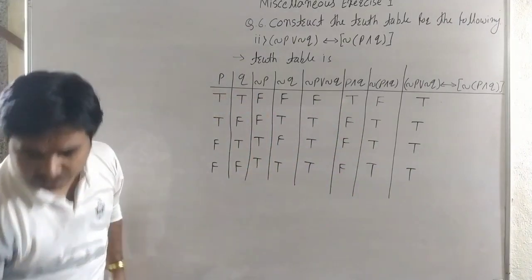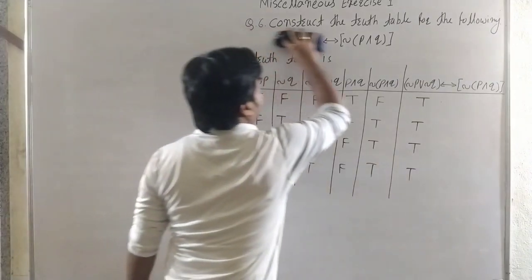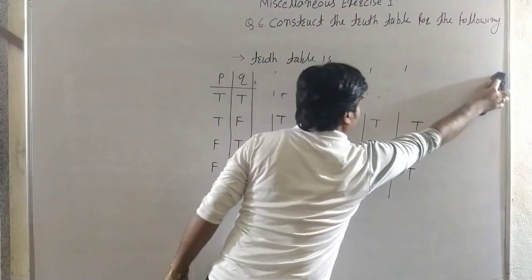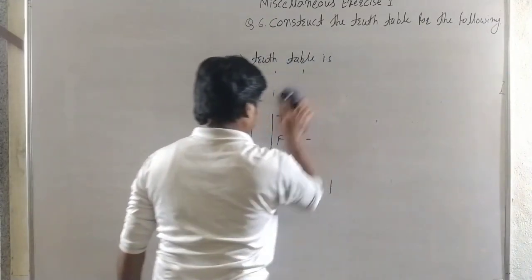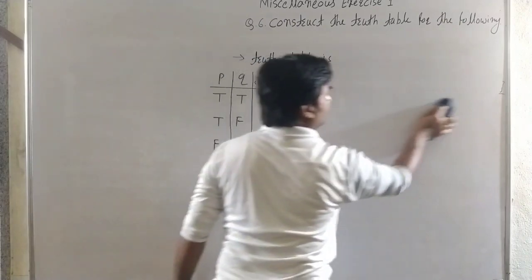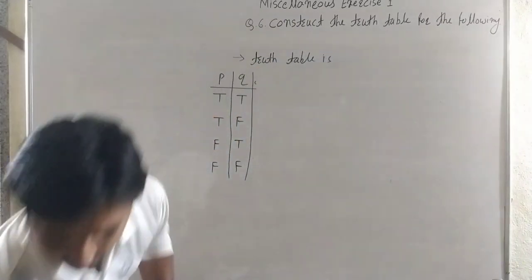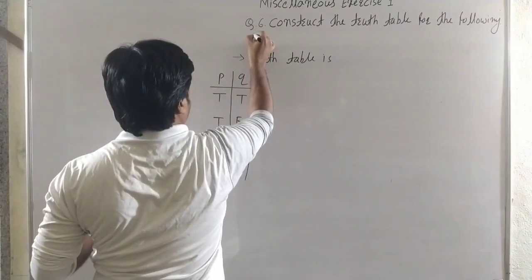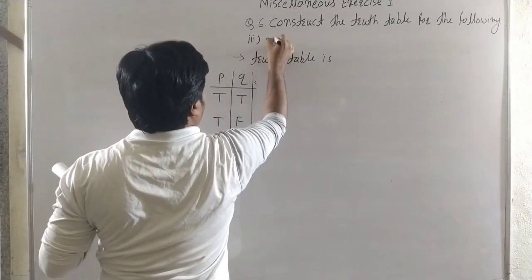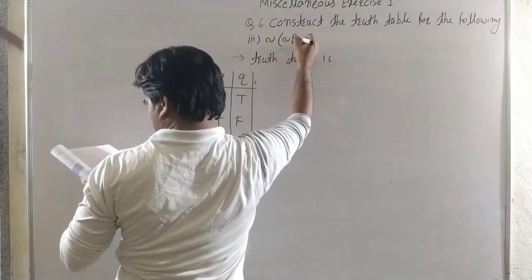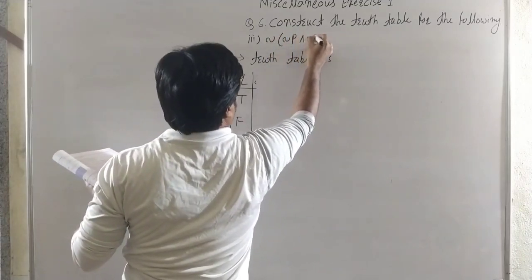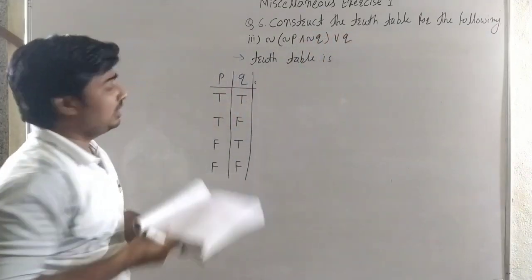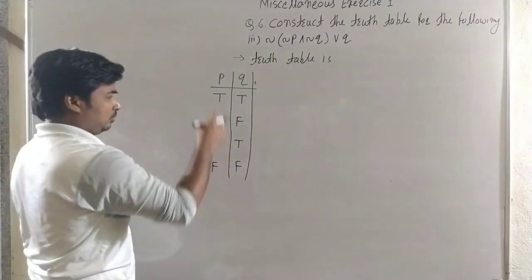Now we see the next example. Next, example number 3. Negation of negation P and negation Q or Q. Again, here there are two statements, that means four possibilities.